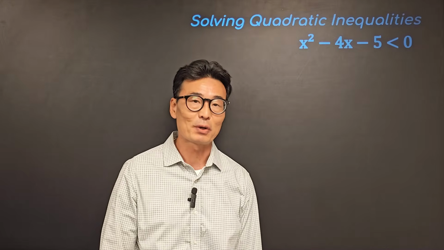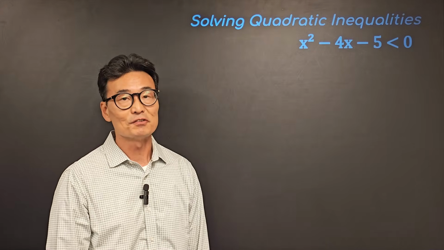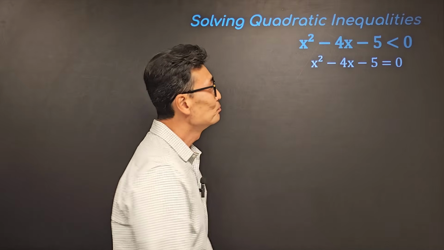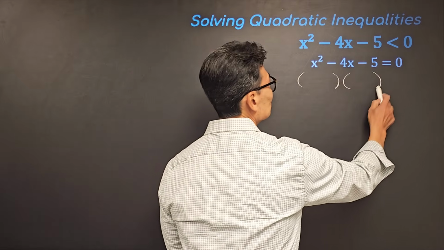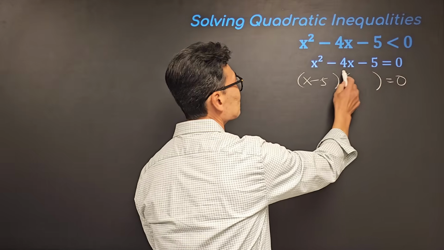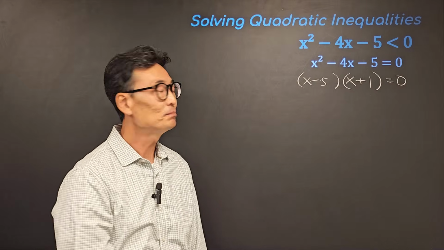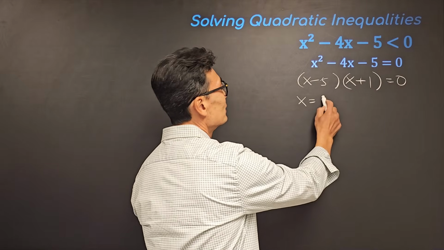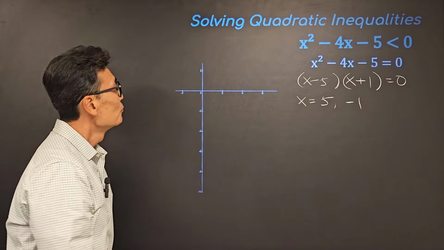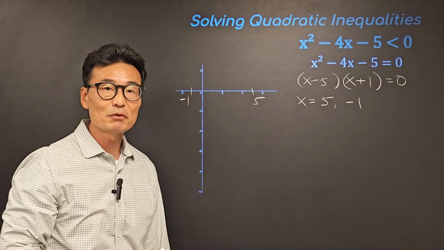First, the graphing method. Given x squared minus 4x minus 5 is less than 0, we want to find the x-intercepts first. To find the x-intercept, I'm going to factor where it's going to be x minus 5 times x plus 1 equals 0. And solving for x, we get 5 or negative 1. So here's the negative 1. Here's the 5 that we want.